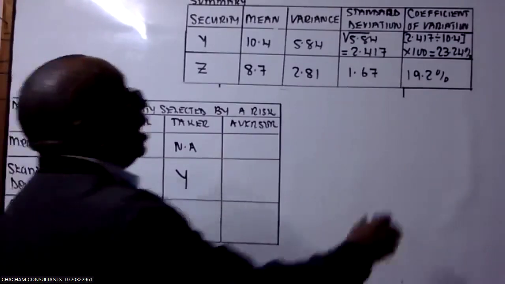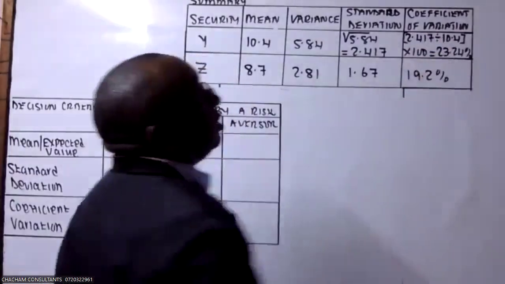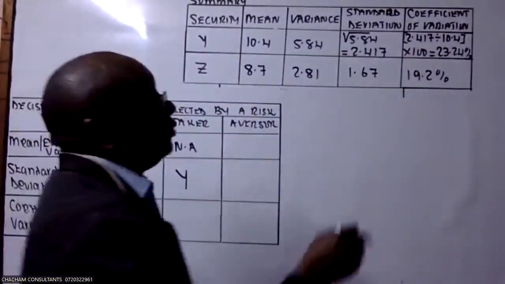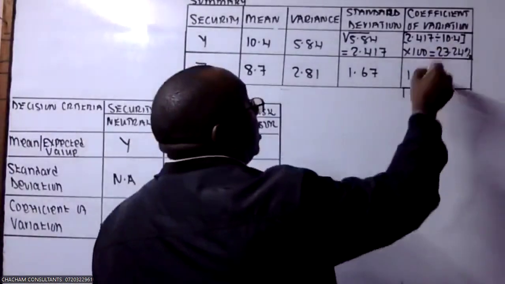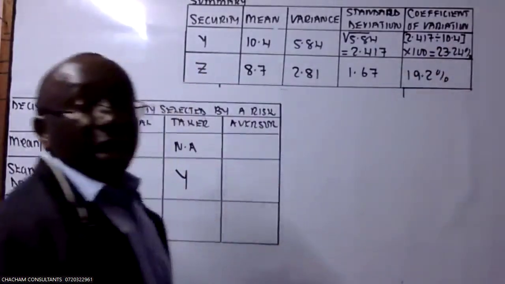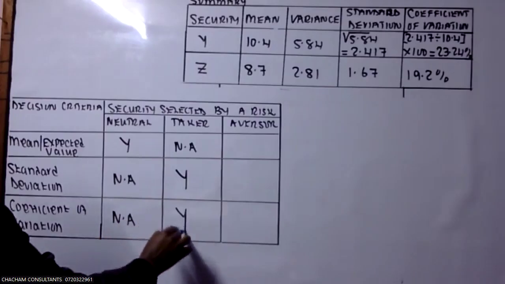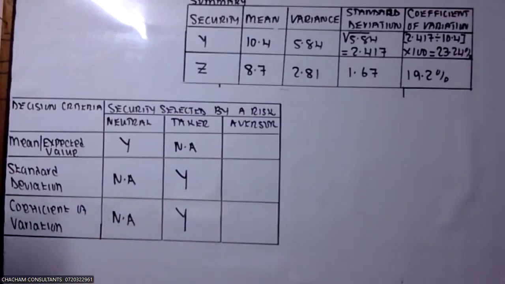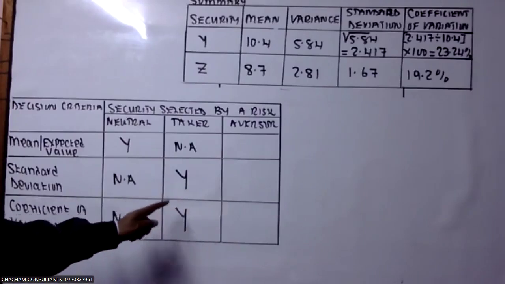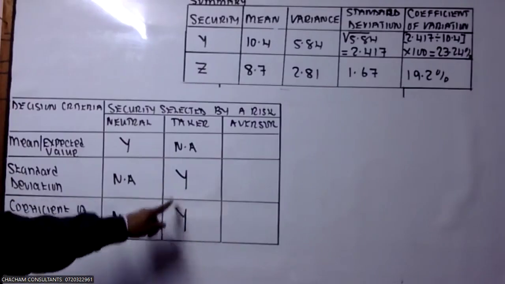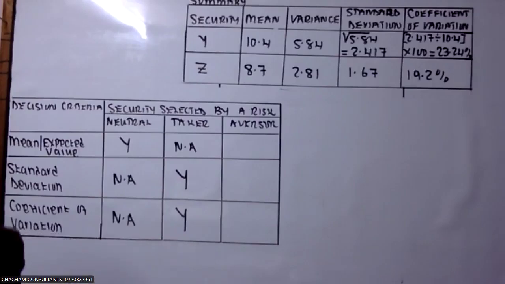And akitumia coefficient of variation atakuja angalie hii 23 na hii 19. Anachukua the higher. That is still Y. So these ones, the two measures are in agreement. You see now they are telling us Y. So they are in agreement. But kama moja ingekuonyesha X, tulisema sasa unafuata coefficient of variation.